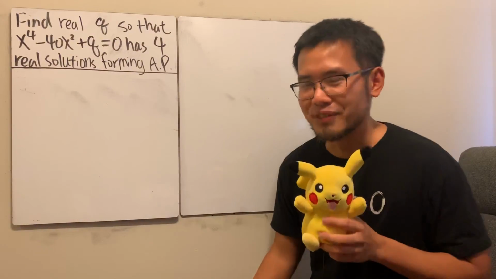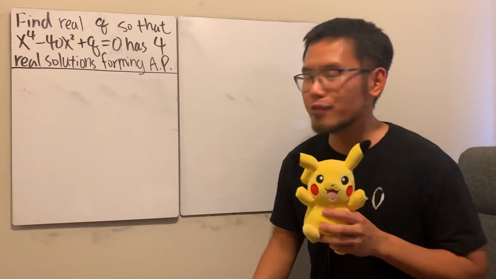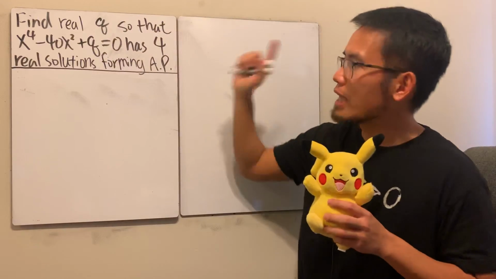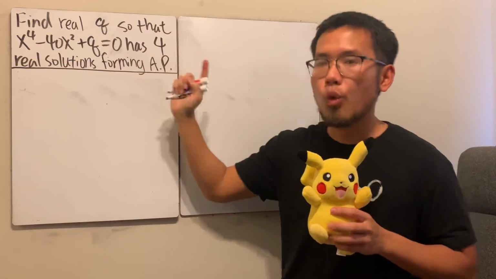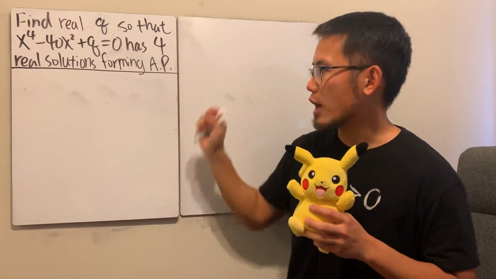Hello, let's do some math for fun. This is a question from the 2001 German Math Olympiad. We are going to find real numbers q so that this equation has 4 real solutions and we want the solutions to form an arithmetic progression.